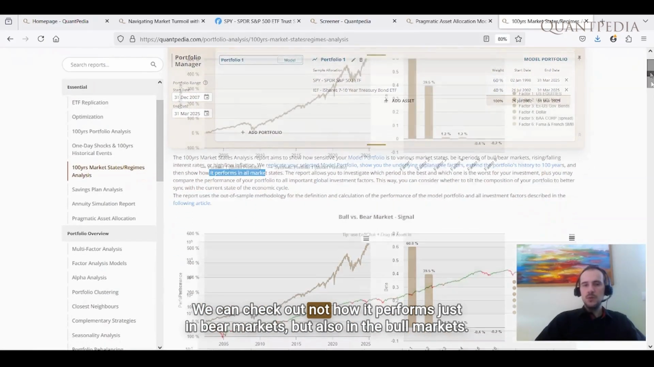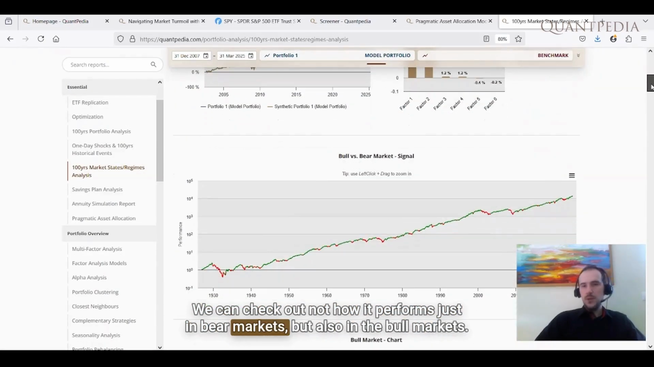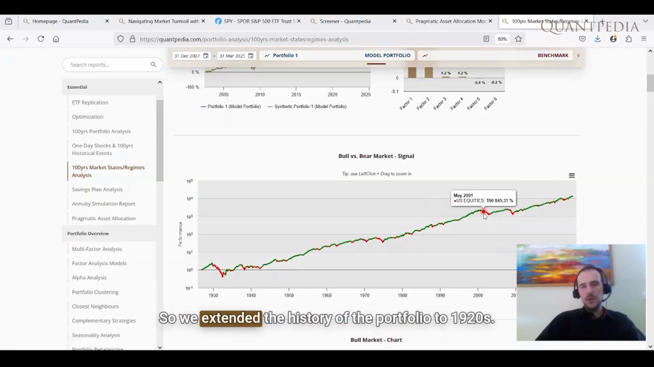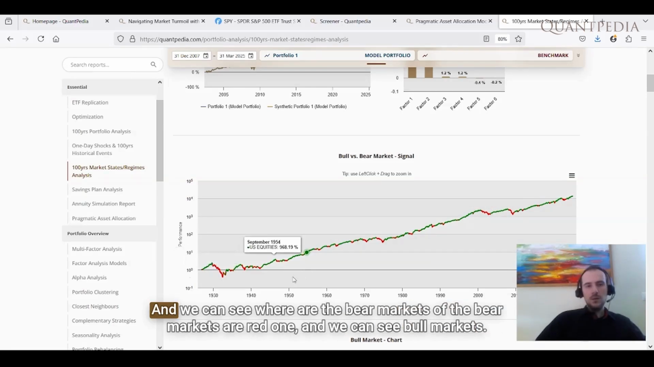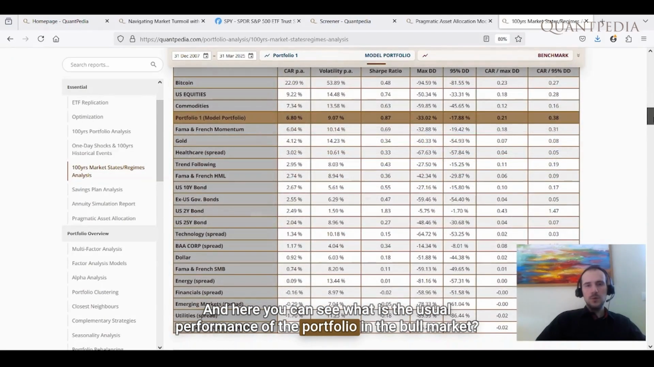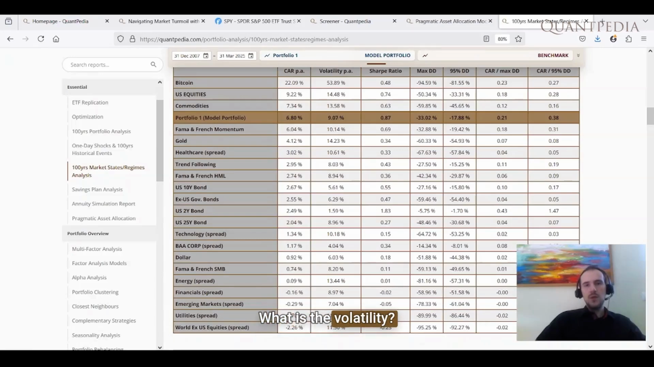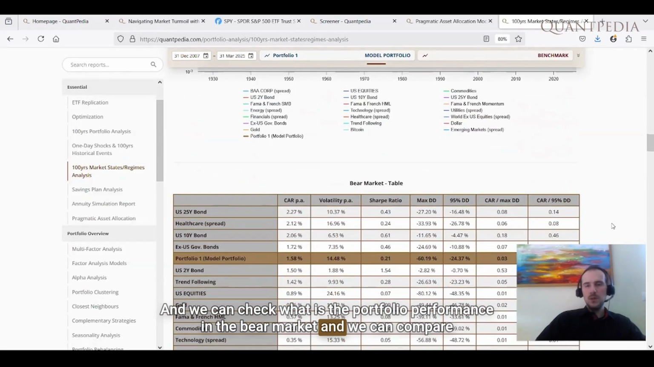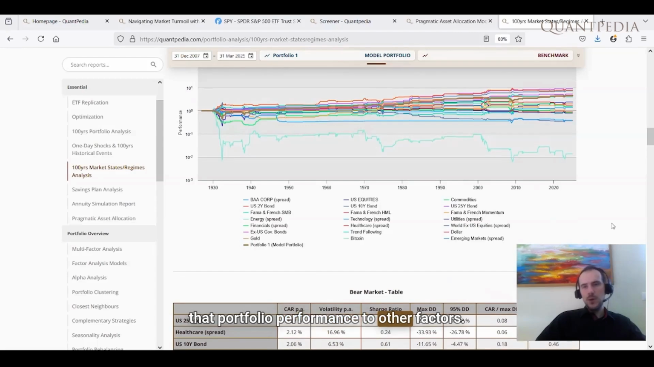We can check not just how it performs in bear markets, but also in the bull market. So here we have our synthetic portfolio that's built from historic data. We extended the history of the portfolio to the 1920s, and we can see where the bear markets are. The bear markets are the red ones, and we can see the bull markets. The bull markets are the green ones, and here you can see the usual performance of the portfolio in the bull market, what the volatility is, what the Sharpe ratio is, and we can check the portfolio performance in the bear market, and compare that performance to other factors.